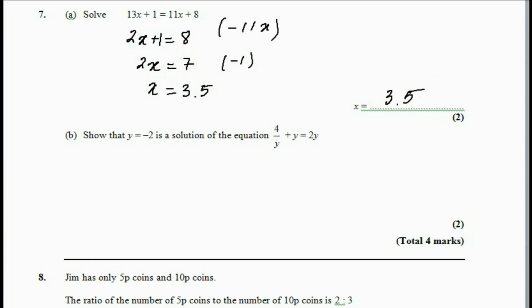Okay, and now question B. Show that y equals minus 2 is a solution of this equation. So there were two different ways of how you could do this question. One way to solve it: if y equals minus 2 is a solution, then the left side should be equal to the right side when I substitute y equals minus 2. So let's substitute y equals minus 2 into the equation.